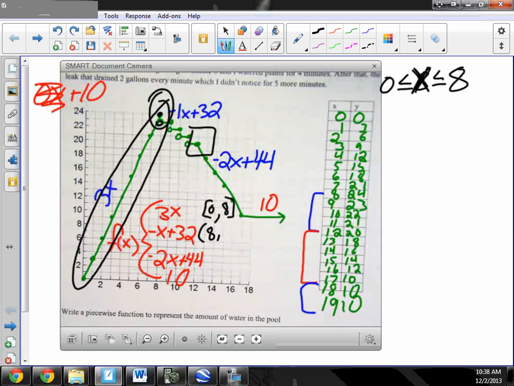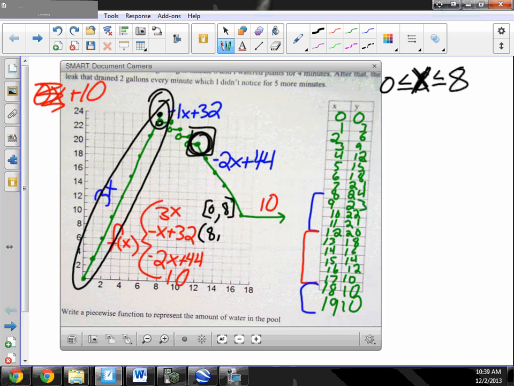12 seconds. Is 12 seconds part of watering the flowers or when the pool leaks? If we look here, is x equal 12 part of the previous function or the next function? What do you guys think? How many of you think it's the watering flower function? How many of you think it's the pool leaking function? Nobody voted.